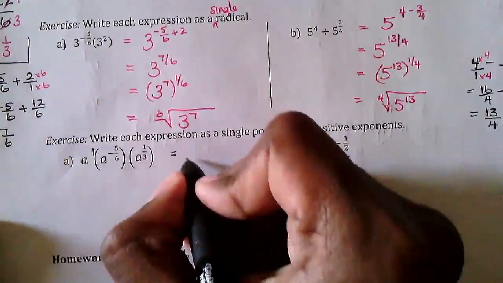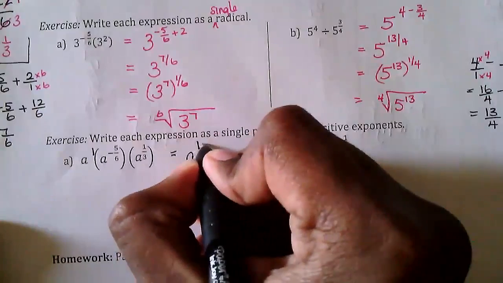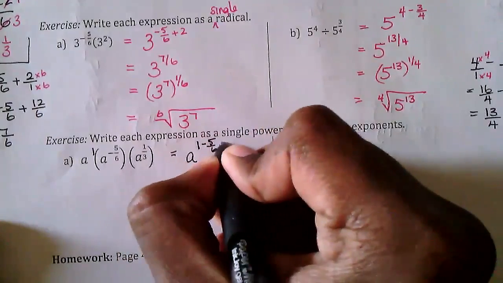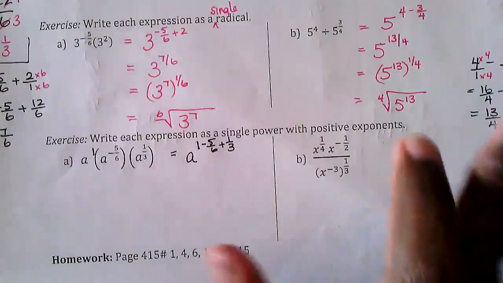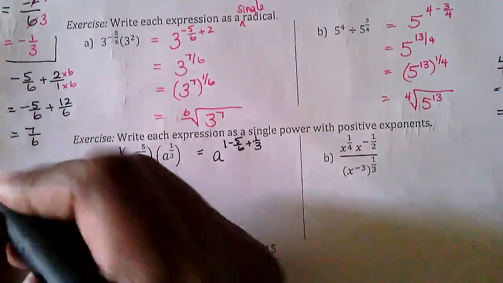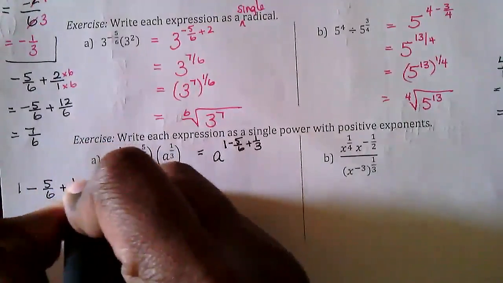So when we're multiplying powers, we keep the base and add the exponents. So 1 minus 5 over 6 plus 1 over 3. And we're going to do the fraction work on the side again.